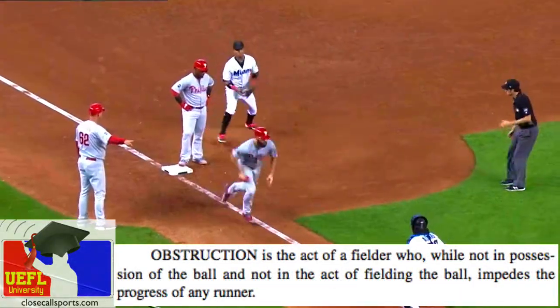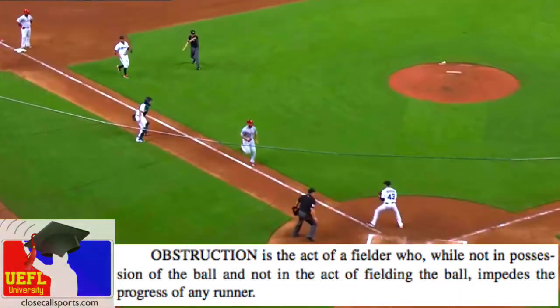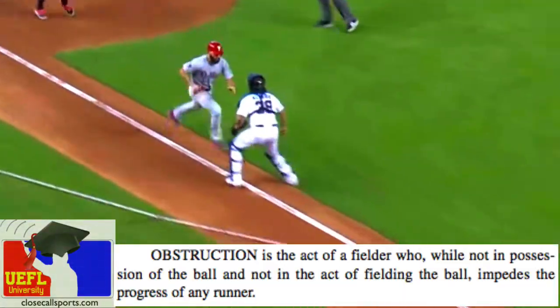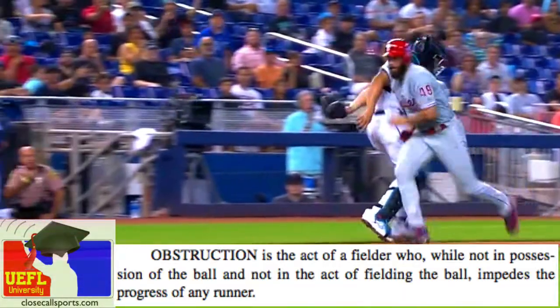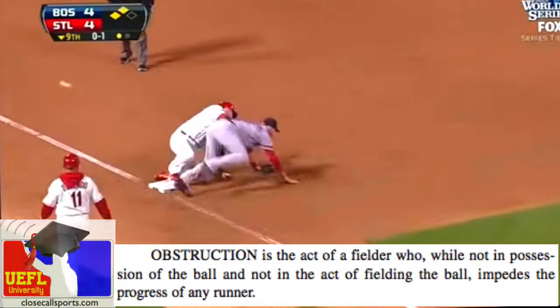Obstruction, on the other hand, occurs not during a batted ball, but during a thrown ball. The catcher standing in the way of the runner trying to score impedes the runner's progress. So, because that's not during a batted ball, that's obstruction.